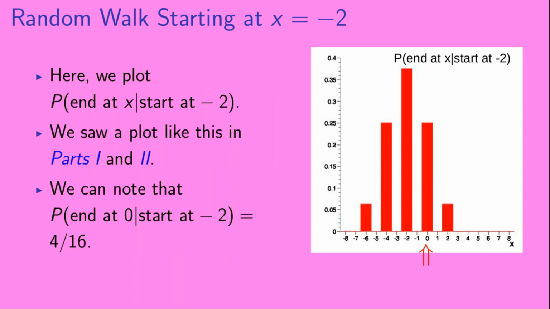Here we plot the probability for the object to end at x, given that it started at minus 2. We saw a plot like this in parts 1 and 2. We can note that the probability for the object to end at 0, given that it starts at minus 2, is equal to 4/16.